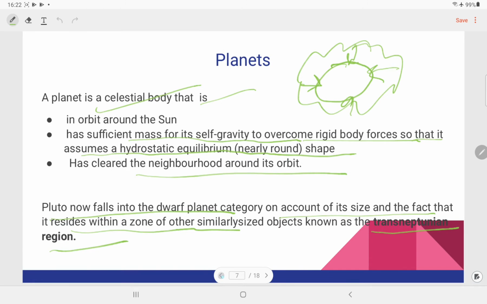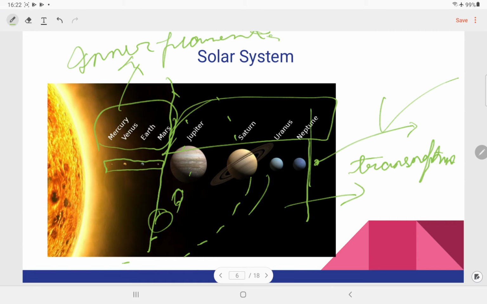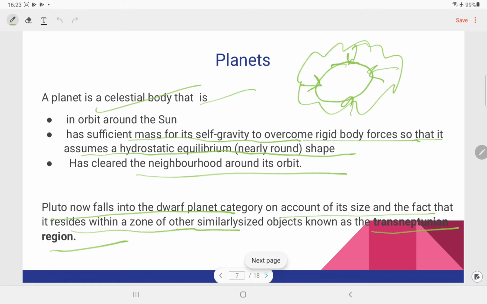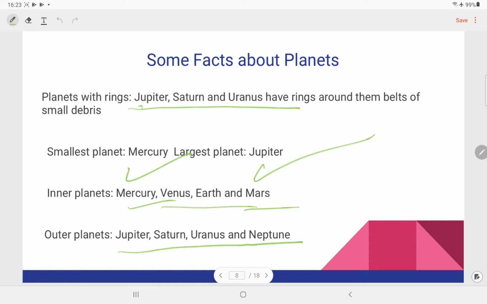See, these are inner planets, up to Mars, because we can see the characteristic of these: they are small and close to the Sun. So these are inner planets, and these all are outer planets, from Jupiter till Neptune. We can also see the sizes of these planets are much bigger, and Jupiter and Saturn have their own rings also.